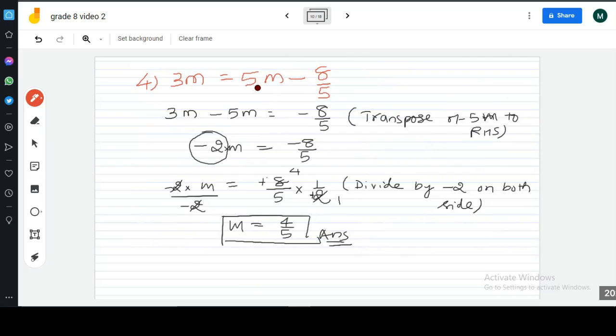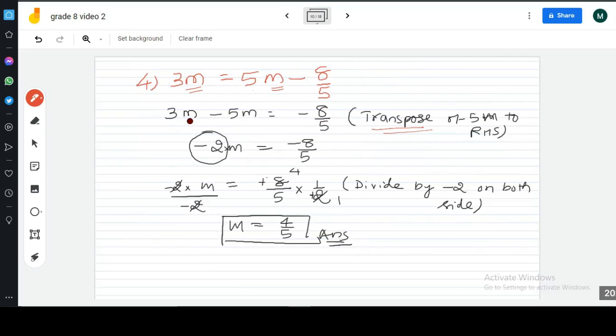We need to take all the terms of m. The variable is m here, so we need to collect all the terms of m together, that is to the left side. So here 5m is on the right side, I need to take it to the left side, means we need to transpose this 5m from right to left, right? So 3m, this 5m will become minus 5m. If you transpose it to the left, the sign will change, so 5m will become minus 5m. And on the right side, this constant term will remain the same. The constant term is minus 8 by 5, so it will remain as it is.